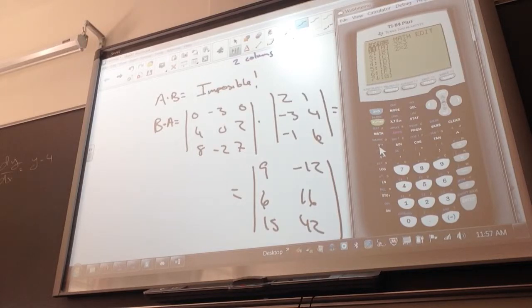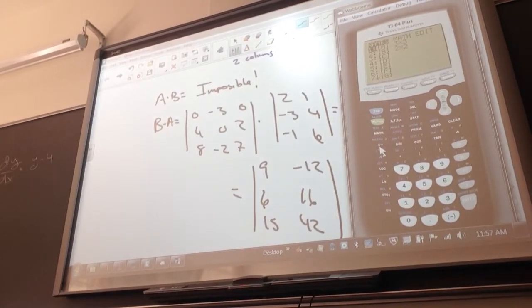Names, that's actually where you choose the matrix you're going to use. Math is the calculator's functions that are just for matrices. So if I wanted to do a matrix-specific operation, that's where I would access it. And edit allows me to program the matrices in. So what I'm going to do is scroll over to edit.